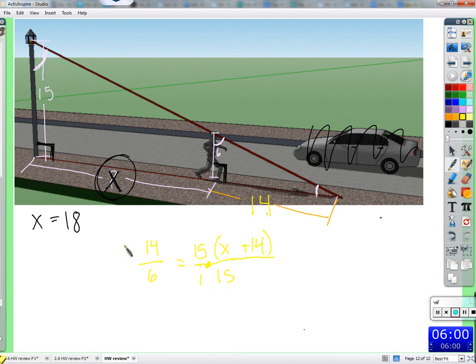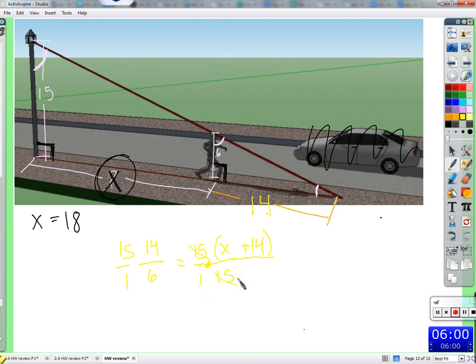Multiply those together. Multiply by 15 on this side. I don't really care what happens when I multiply by 15. I want to make sure that multiplying by 15 over here is a good idea. Is this 15? Cancel this 15?